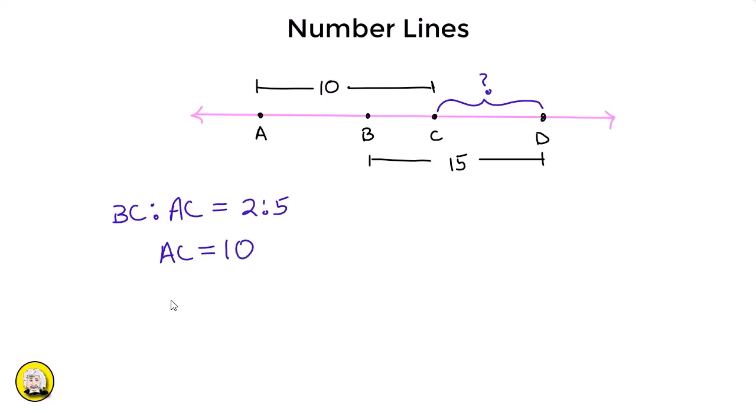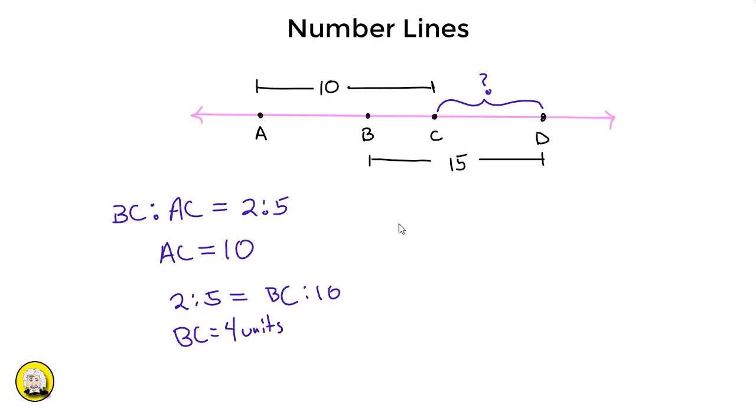So essentially, 2 to 5 should equal some missing segment length BC to the actual length of AC, which is 10. And you might look at that and quickly determine the answer is 4 units for the length of BC. That makes that ratio proportion correct.